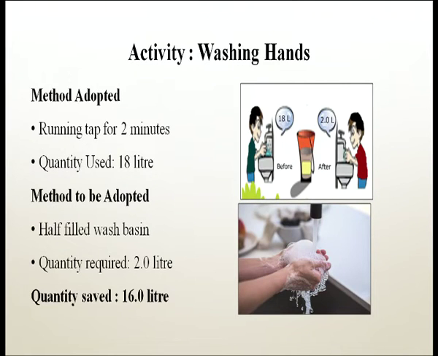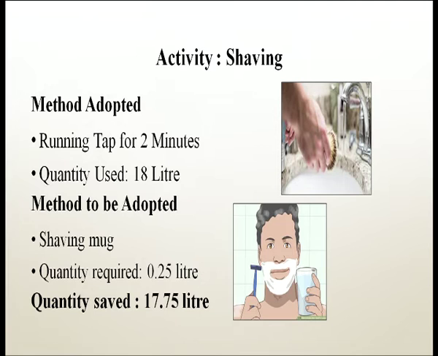Next is washing hands. Method adopted: running tap for 2 minutes. Quantity used, that is 18 liters. Method to be adopted: half filled wash basin. Quantity required 2 liters. Quantity saved 16 liters. Next is shaving. Method adopted: running tap for 2 minutes. Quantity used 18 liters. Method to be adopted: shaving mug. Quantity required 0.25 liter. Quantity saved 17.75 liters.